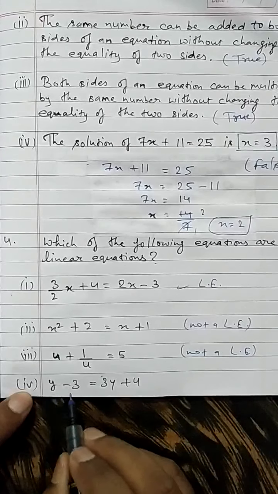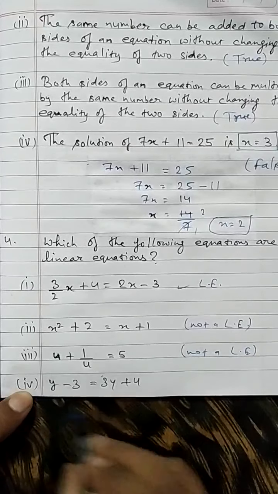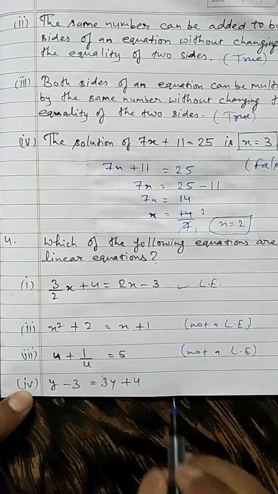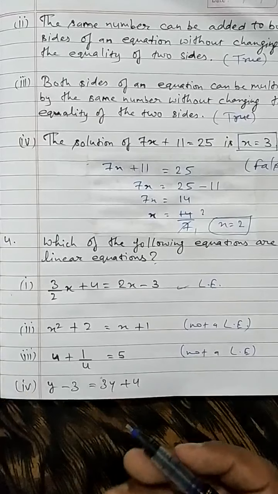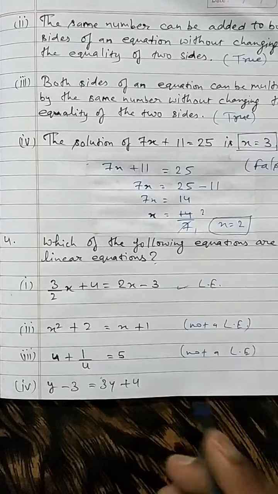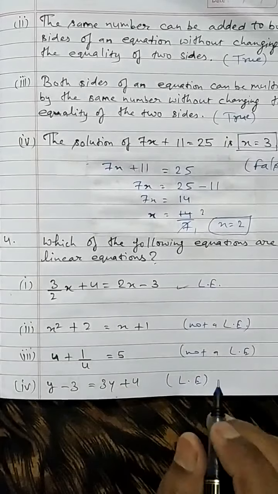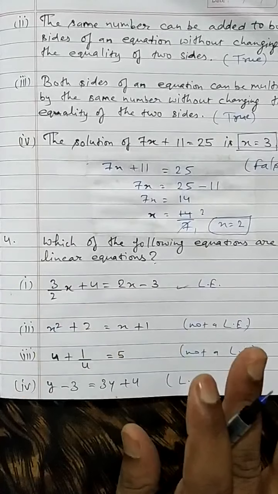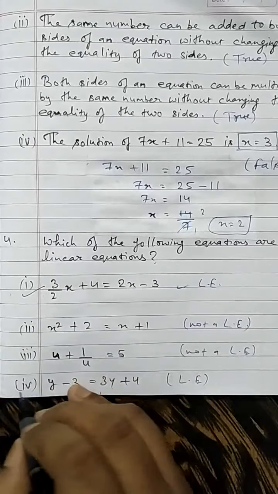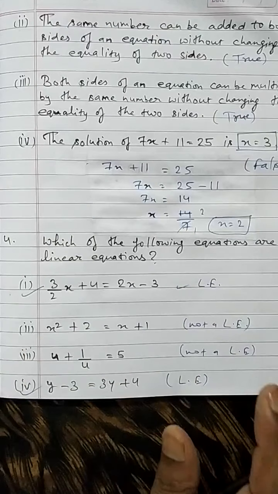Next is y minus 3 is equal to 3y plus 4. In this equation, we can see that there is only one variable y, and the variables are not in numerator, not in denominator. So this is a linear equation. Okay, so out of these four, first and fourth part is the linear equation and second and third are not the linear equation.